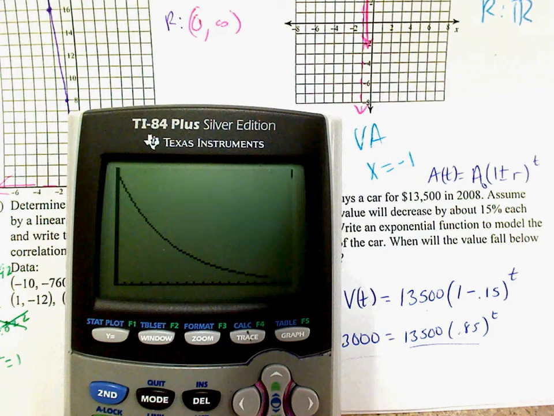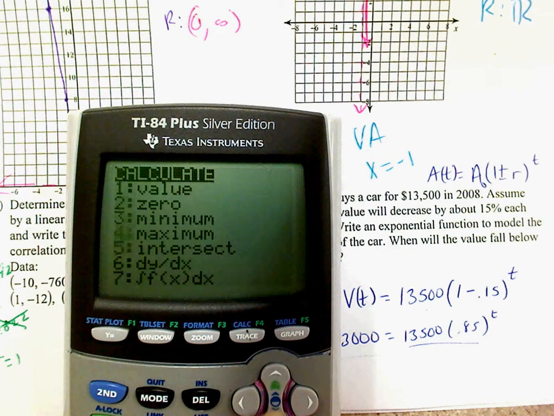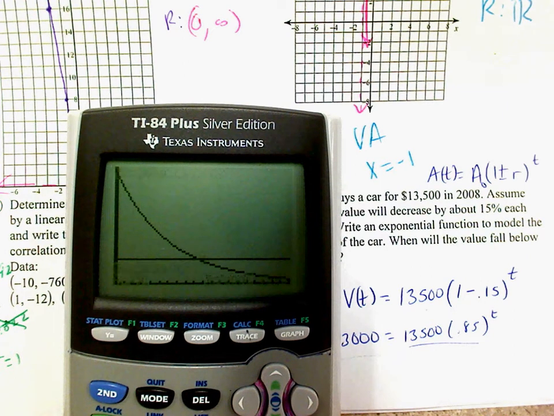So stat calculate intersect. Let's press enter 3 times, and you get that they intersect at 9.255. Okay, 9.255 means 9.255 years after 2008. So I would say in 2018, because you add 9 years and you get 2017, but it's at 9.255, so it's during the year 2018.